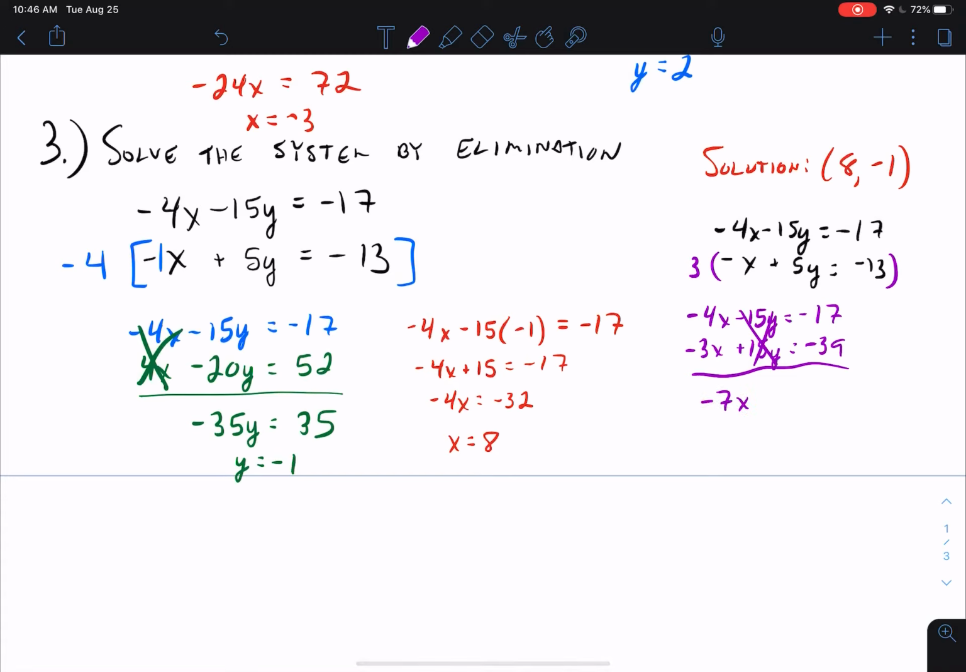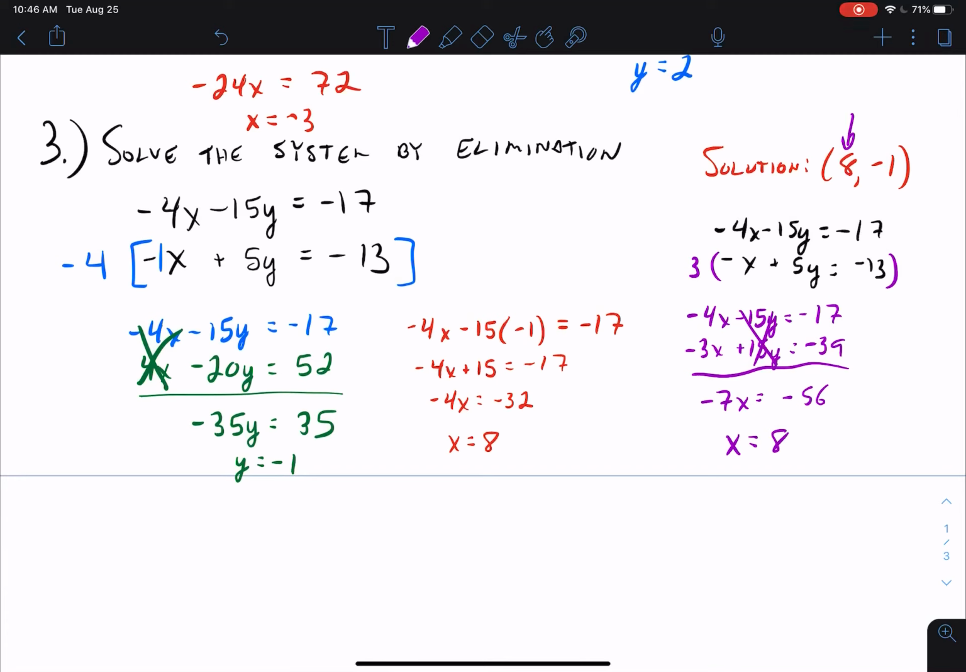If I add these together, the y's are going to eliminate, and I'm going to get negative 7x equals, if I add negative 13 plus negative 39, negative 56. If I divide both sides by negative 7, I'm going to get x equals 8, which is exactly what we got here. And then if I plug that 8 back into either the top equation or the bottom equation and solve for y, I better get negative 1.